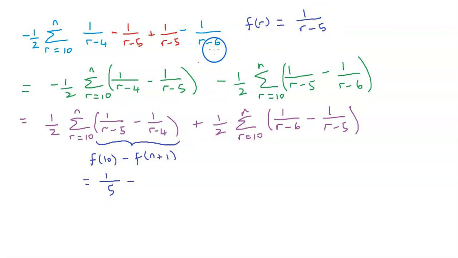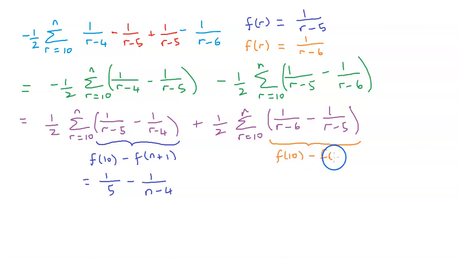What am I doing? Looking at the wrong function. So putting n plus 1 into f, we get 1 divided by n plus 1 minus 5, so that'll be 1 divided by n minus 4. And I haven't multiplied by a half yet, so don't worry about that. And then for this one over here, same kind of situation, except this time we have f of r is equal to 1 divided by r minus 6. And so this is equal to f of 10 minus f of n plus 1 again, which is equal to 1 divided by 4 minus 1 divided by n minus 5.